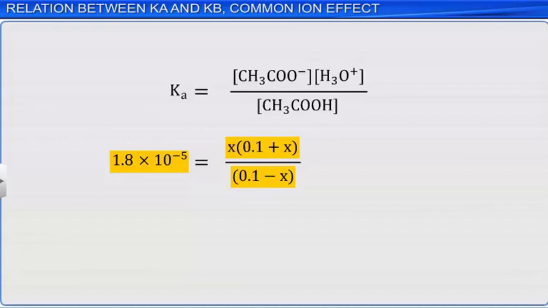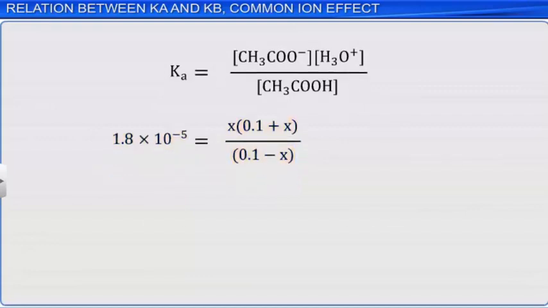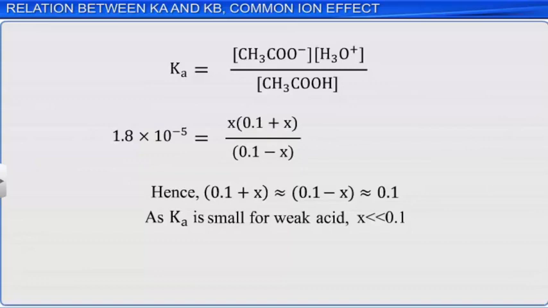As the acid dissociation constant Ka is small for a weak acid, the extent of ionization x can be assumed to be very much smaller than 0.1 M. Hence, you can assume that 0.1 + x is nearly equal to 0.1 - x, which is nearly equal to 0.1.